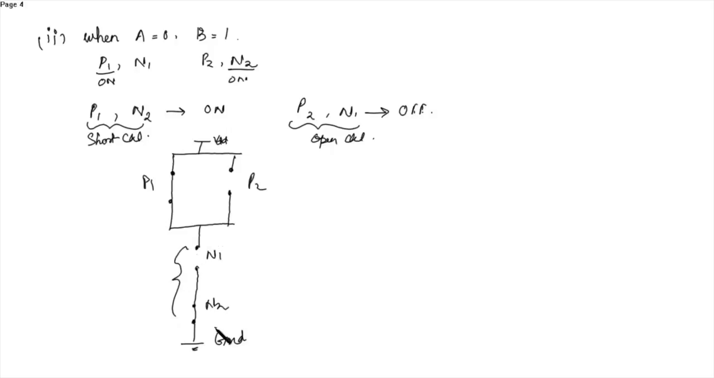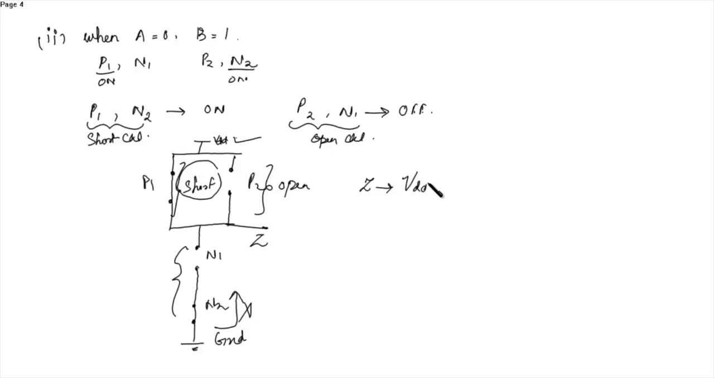So now since there is an open circuit, this will not work. And here this is short circuited and this is open. Even though this is open, since these are in parallel, this VDD will be seen in the output Z. So at the terminal Z, or at the output, you get VDD, or you can say you get a high voltage, and we represent the high voltage as 1. So when A is equal to 0, B is equal to 1, the output obtained is 1.